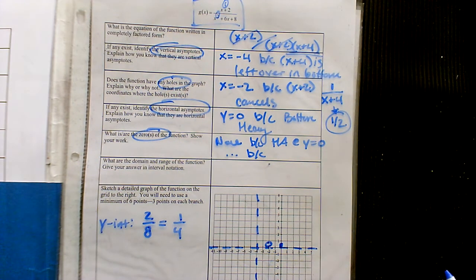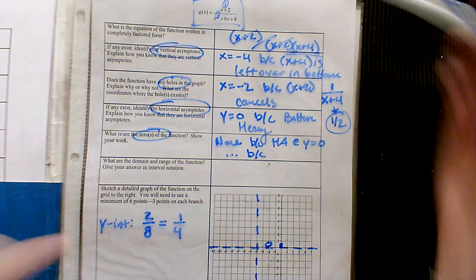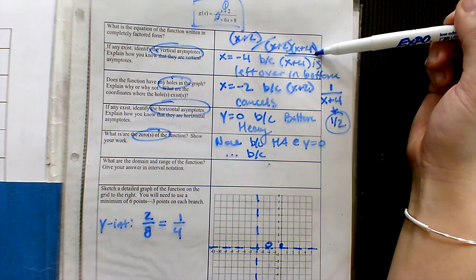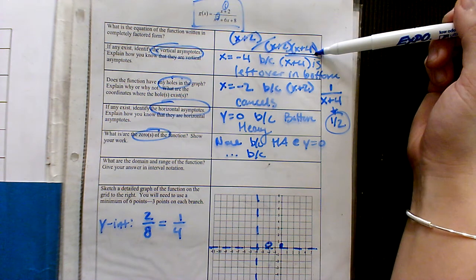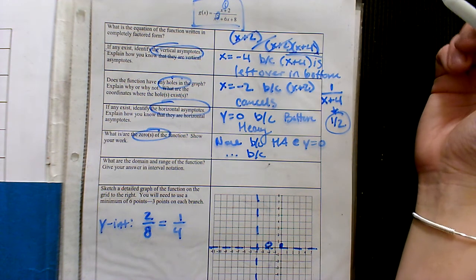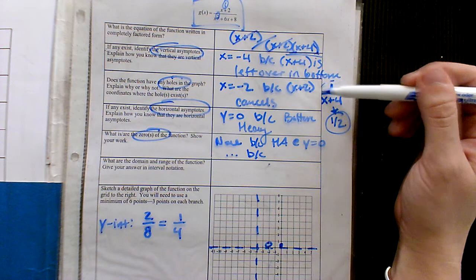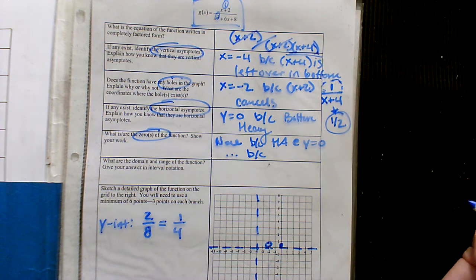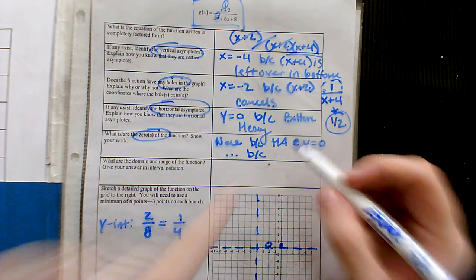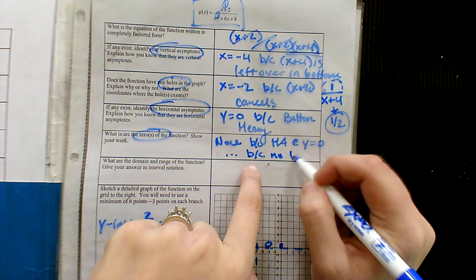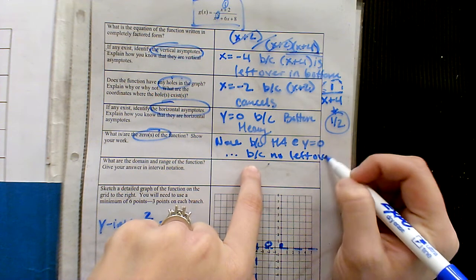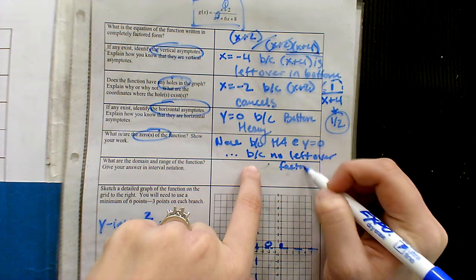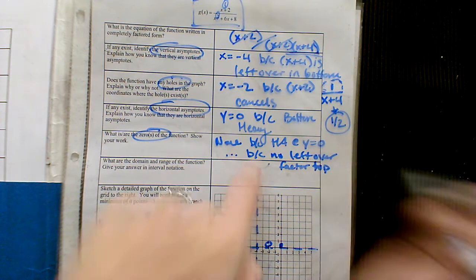What do you think, Logan? There's nothing else left over. Okay, so a leftover factor in the bottom is a vertical asymptote. A leftover factor in the top is an x-intercept. And notice how we didn't have any factor left up there. We had that placeholder of 1. So we can say because no leftover factor on the top.